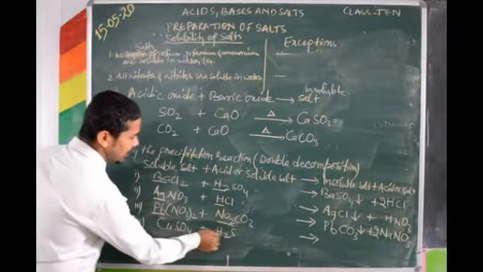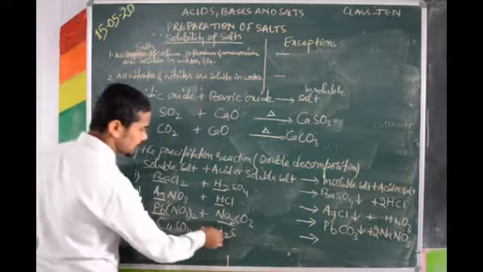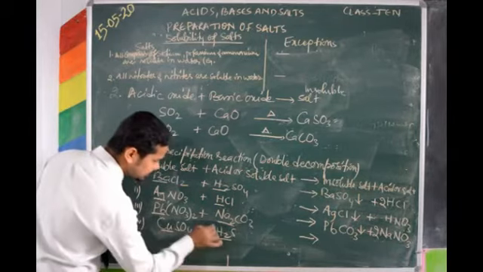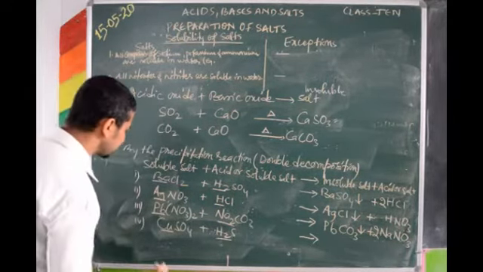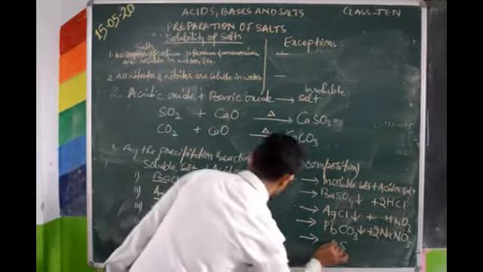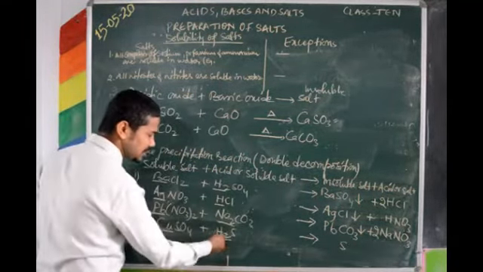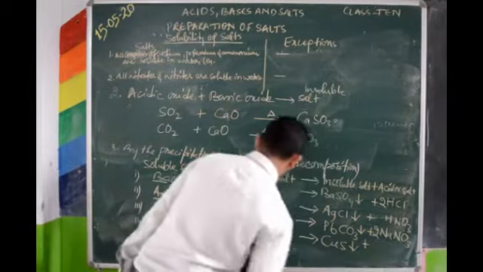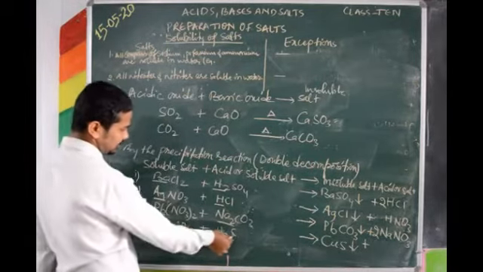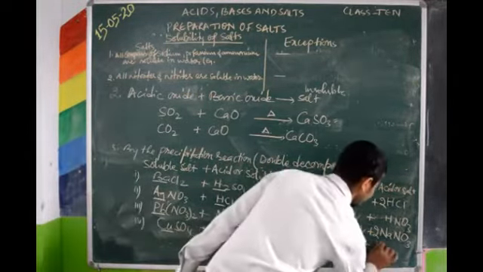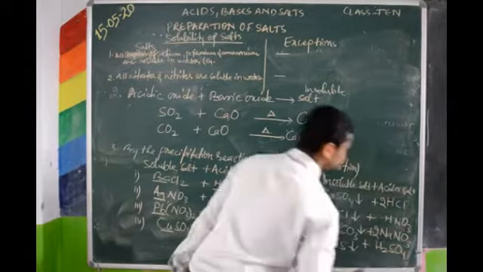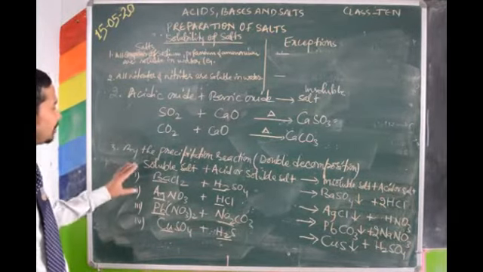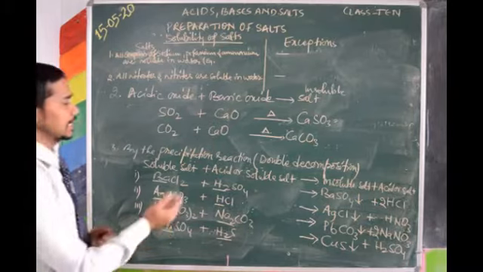Copper sulfate plus hydrogen sulfide. The copper will be displacing the hydrogen from hydrogen sulfide. So what is left here? S only. And what has replaced the hydrogen? Copper. So it will be CuS plus H2 and SO4, so it becomes H2SO4, sulfuric acid. Okay, so this way, by the precipitation reaction, we can make insoluble salt.